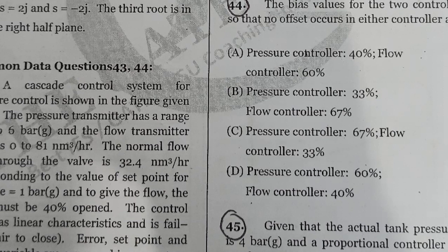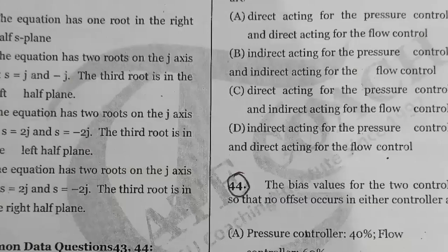Now the control valve has linear characteristics, fail open. So they have given air to close, fail open or air to close is given. Error, set point, everything is given. Now our question is, we will come back to the first question.